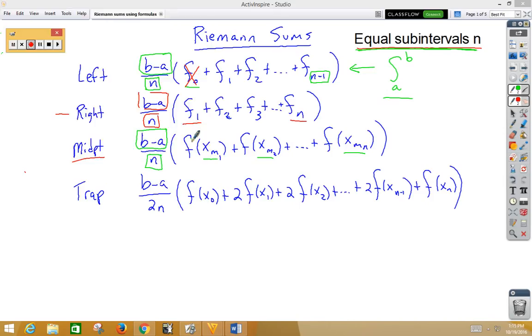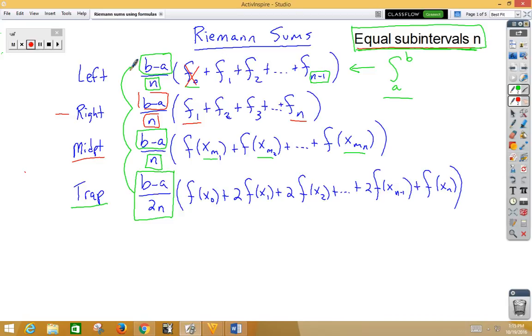In this video, we're doing formula Riemann sums, and this time we're going to be doing a trapezoidal Riemann sum using a formula. Again, it's important to realize that you need to have equal subintervals of n to do this. The first thing I want to point out is the outside portion of the trapezoid. It says b minus a over 2n, which is different than the other ones.